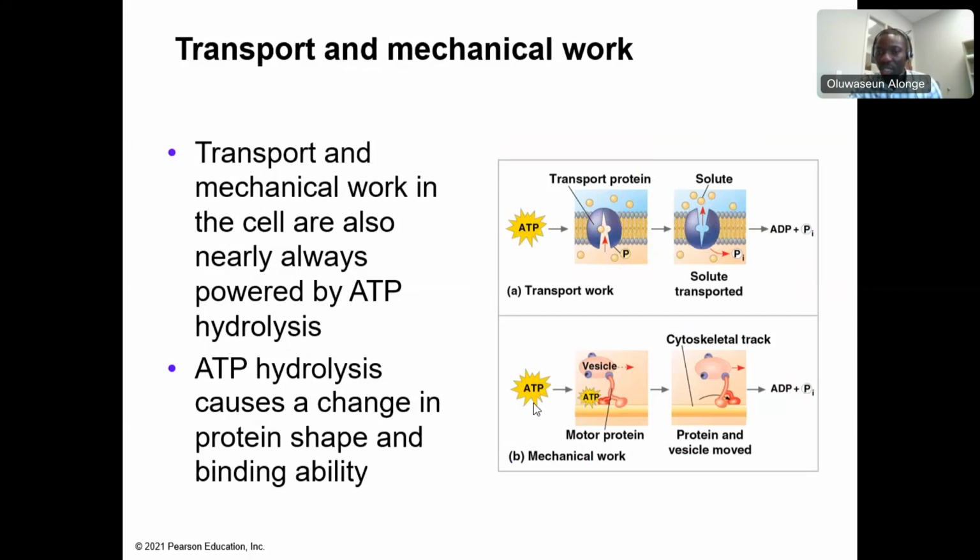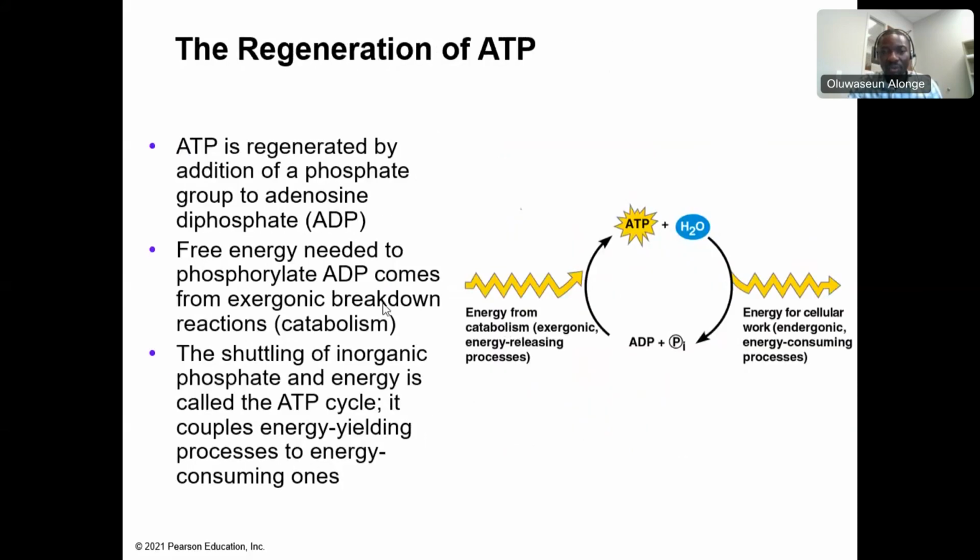Again, the same thing here. For muscle or any other activities to be done, for movement of molecules to happen, you see ATP needs to bind. When ATP phosphorylates it, then the cell or the vesicle is able to move. So ATP is involved in all of these activities.